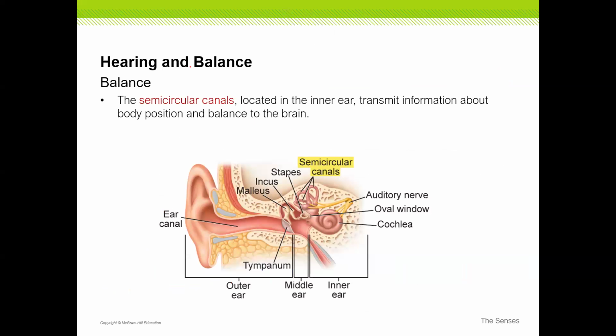Now your ears also control balance. This is done through these semicircular canals. These tell your body about where its position is. So how do these work? Have you ever spun around really quick and now you're dizzy? Whoa, and you've lost your balance.